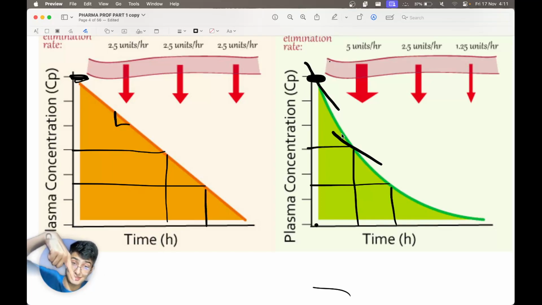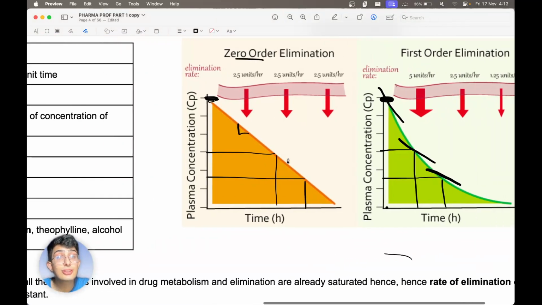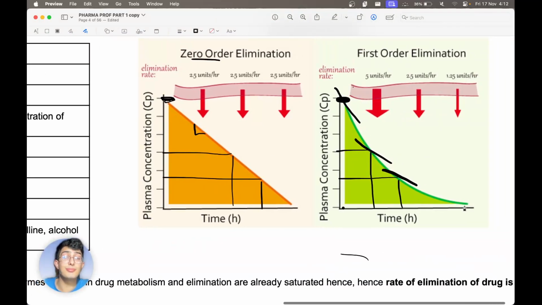At first, it was like this, because the rate of elimination was very high when the amount of drug was very high. When the amount of drug went to 50%, the rate of elimination became like this. And as you see, when the amount of drug reduces further, the slope is going to get even less. That is why in first order kinetics, the graph is exponential, because the rate of elimination, or the slope of the curve, is not constant like in zero order. In first order, the slope of the curve is like this because the rate of elimination changes in proportion to the amount of drug. So as the amount of drug is decreasing, the slope is also changing. That's why first order kinetics is an exponential curve, whereas zero order kinetics is a linear curve.